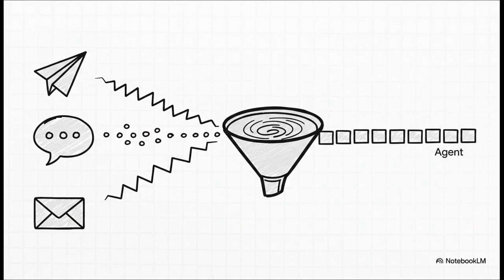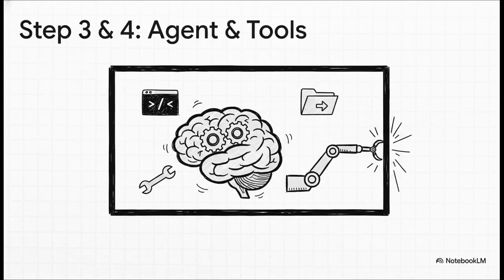Digging into step one, this channels module is a really key piece of the puzzle. You can think of it like a universal translator. It doesn't matter if a message comes from Slack or email or Telegram, it takes that message and turns it into one standard format. This is so important because it means the main agent doesn't have to care at all where the message came from. It's totally agnostic.